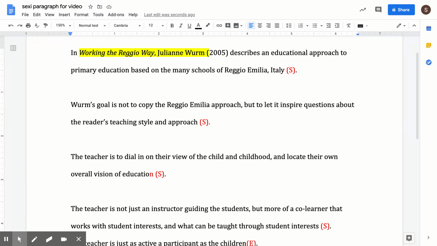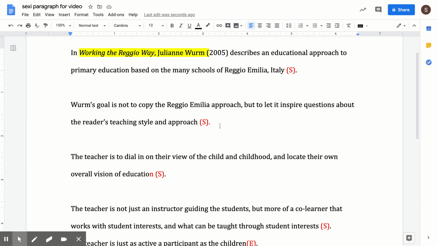They think they're writing a sexy paragraph, but they've packed too many different ideas into one paragraph that isn't sexy at all. It's very unsexy. And it's very confusing to the reader because we never fully expand one particular idea of what Reggio Emilia is or what the author wants to say in this paragraph.